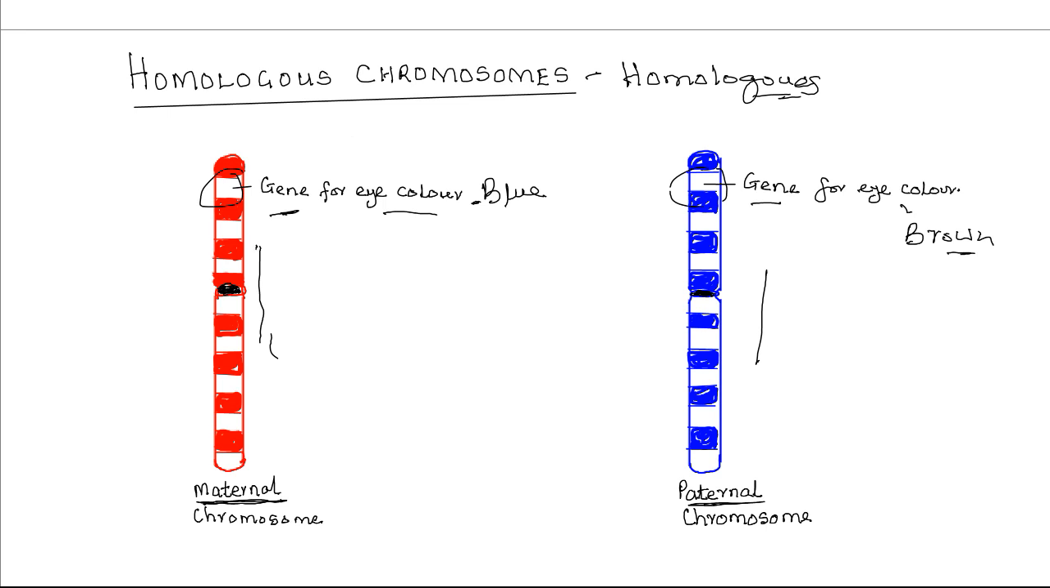And so the same applies along the length of the entire chromosome. At a particular spot, you have a gene responsible for a particular characteristic. On a similar homologous chromosome, at a similar spot, there will be a gene for the same characteristic. And that's why you say that these two chromosomes are nearly identical in the sense that they carry the same type of genes at almost the same position along their length, and that's what makes them homologous.